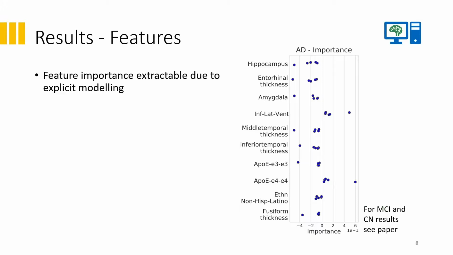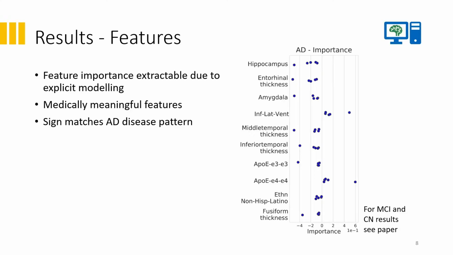The most important features are extracted from the linear part of the factorization machine. On the right, the top 10 most important features and their importance is displayed. All of the features are medically meaningful. The two most important features, for example, are the hippocampus and the entorhinal cortex. Both are known to exhibit atrophy due to Alzheimer's disease. In addition, even the signs of the features match the disease pattern. For example, the larger the hippocampus, the less likely the patient is to have Alzheimer's.